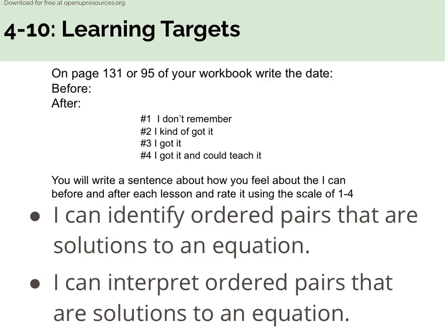Go ahead and turn back to page 131. Read the I can statement. I can identify ordered pairs that are solutions to an equation. I can also interpret ordered pairs that are a solution to an equation. So 131 or 95, whichever one it actually shows us, okay?